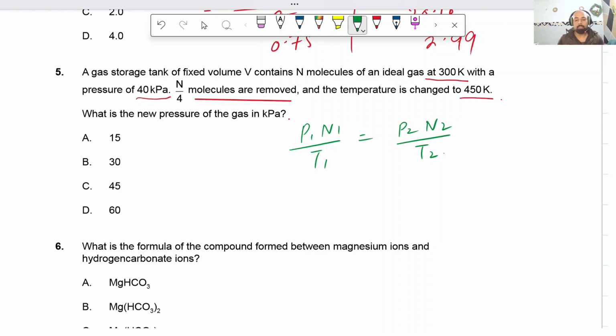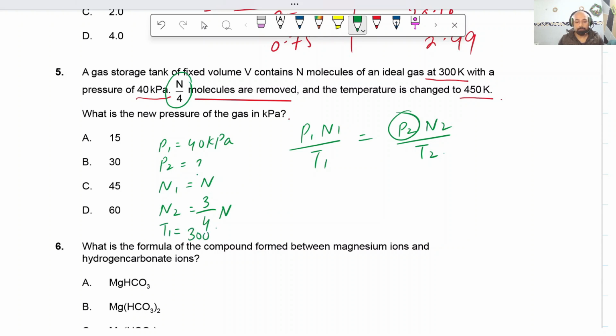Now you need to understand that we need to calculate P2 over here. Now the initial pressure, what is the initial pressure which is given to us? P1, that is 40 kilopascals. P2 we have to work out. N1, which are initial molecules, they are N, and we have N2. Now you see for N2, N by 4 molecules are removed. So how many molecules are left? That are 3 by 4 N, right? And you have T1, which is initial temperature, that was 300 Kelvin, and T2 is 450 Kelvin as given in the question.